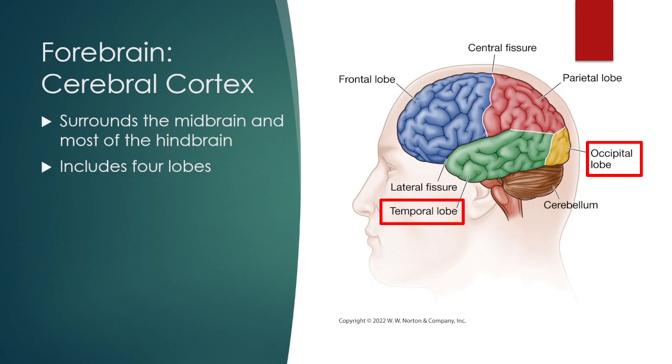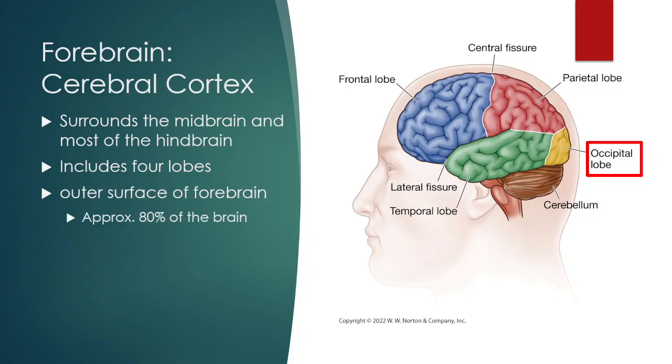And we're looking at this person's left side of their brain. All of these are on the right side too. So you have 2 temporal lobes, 2 parietal lobes, 2 occipital lobes, 2 frontal lobes. So you have 4 lobes, but they're duplicated on each side of the brain.